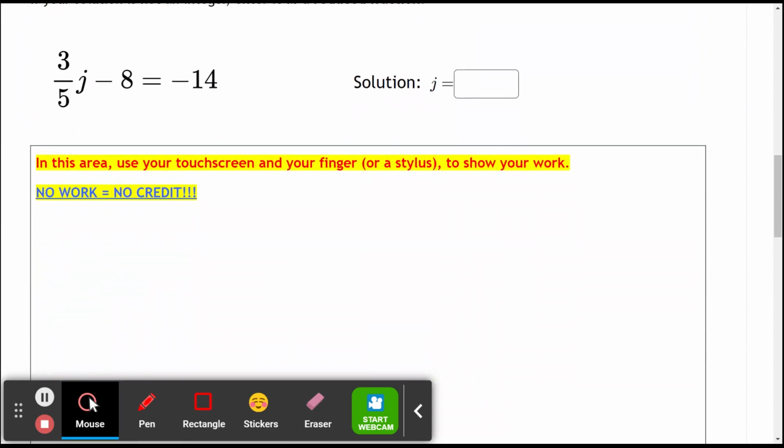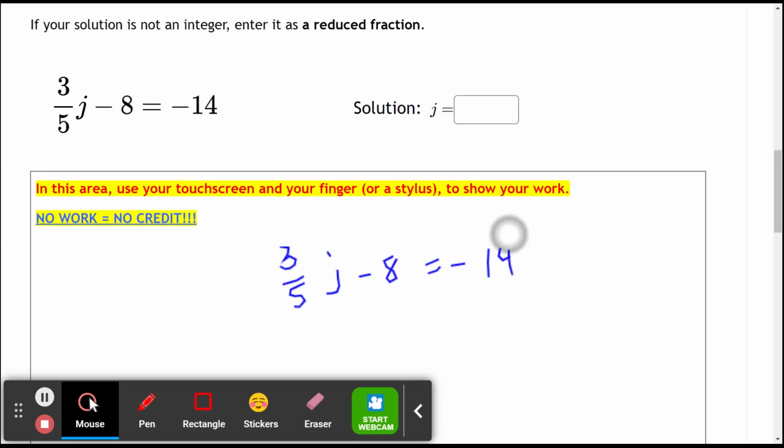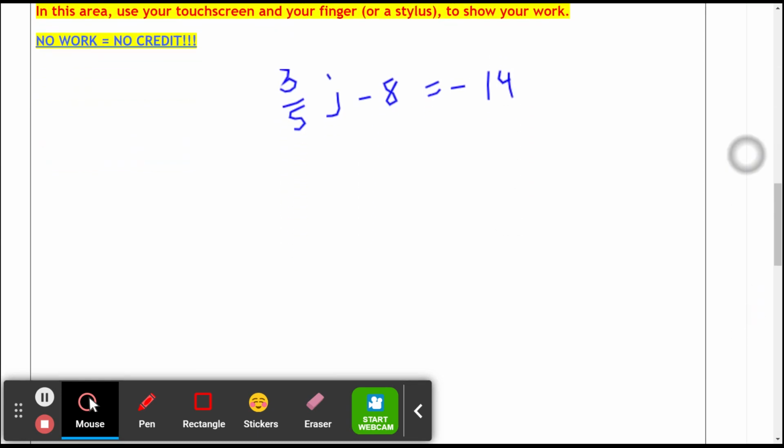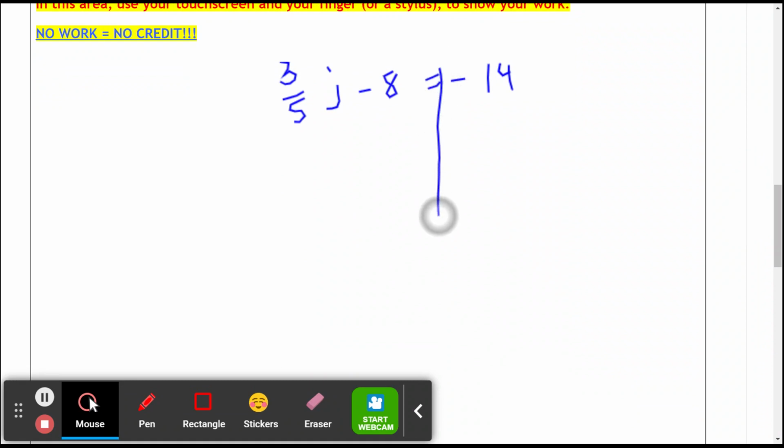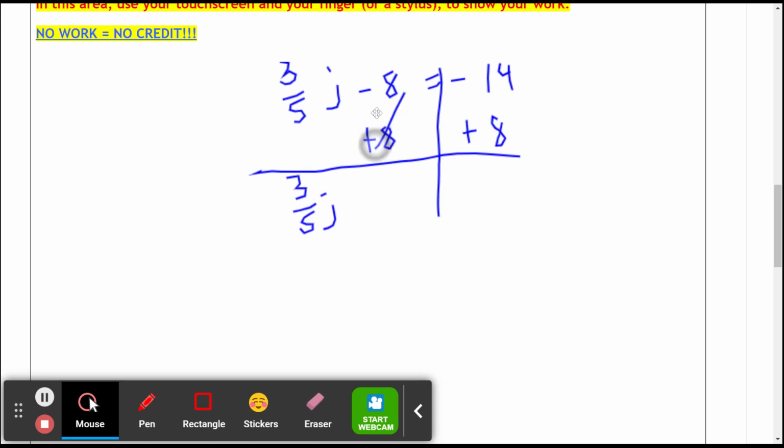For this one, we have 3/5 j minus 8 equals -14. And so the inverse of subtraction is addition. So I would add 8 to both sides. We have 3/5 j, and those cancel, equals negative 14 plus 8, which is negative 6.